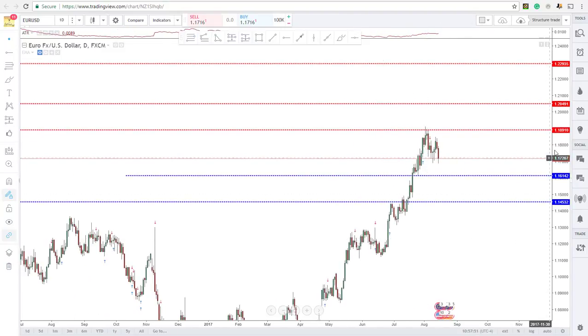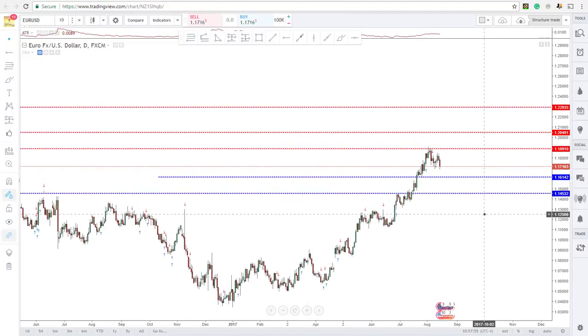So that's what we're looking at here on the euro. As I said initially, and for the time being, my bias is short on this pair. I'm going to be looking for reasons to ride this market down to the 1.1614 area. And if that opportunity presents itself, it's something I will be taking advantage of. So that's the analysis breakdown here on the euro dollar.